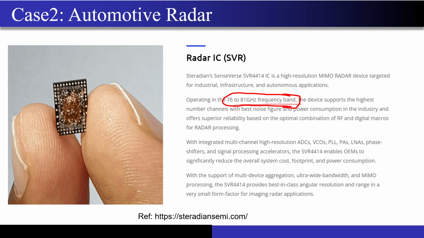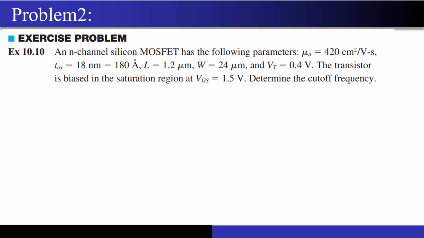These are some practical case studies. This is not a slide that I have made. It has been taken from different companies' websites like Qualcomm and Steradian Semiconductors. So I hope you understood and will appreciate the importance of the cutoff frequency in designing these kinds of RF circuits. The fT does not matter a lot in digital circuit design. In digital circuit design, the only thing that matters is how fast you can charge and discharge the capacitor if you have a very complex network of interconnected MOSFETs.